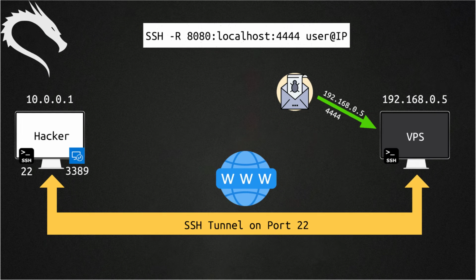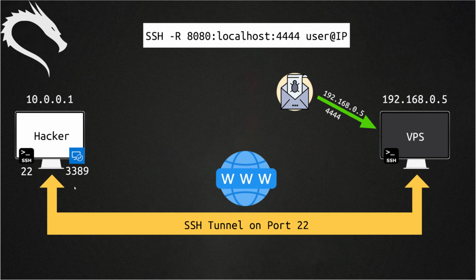The second type of SSH tunneling is remote port forwarding, which forwards a port from the server host to the client host and then to the destination host port. And this is basically the opposite of local port forwarding. And this is the type of port forwarding we are going to use in this video. So here we have the hacker that has an SSH client, and here we have the VPS that has SSH enabled on it. And what the hacker does here is that he creates an SSH tunnel on port 2020, but instead of using local port forwarding, he's going to use remote port forwarding.